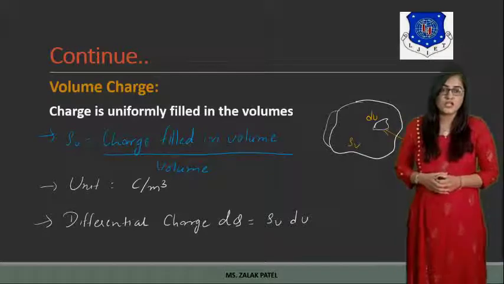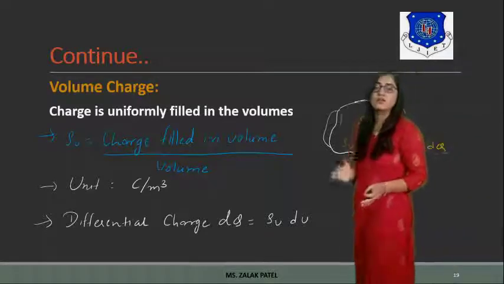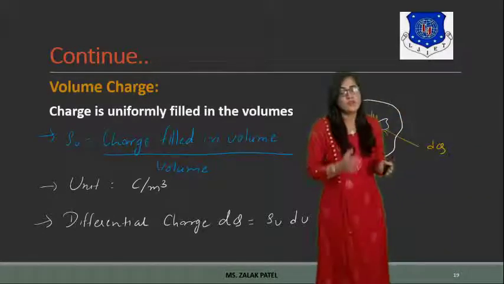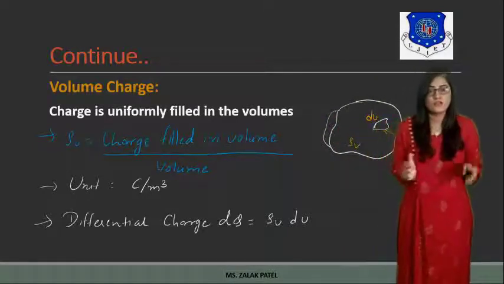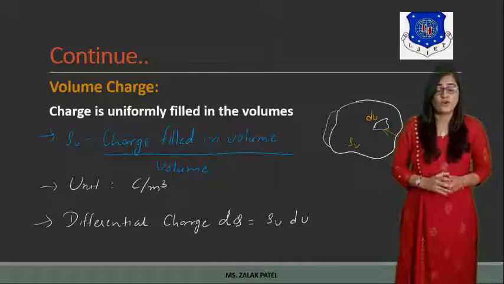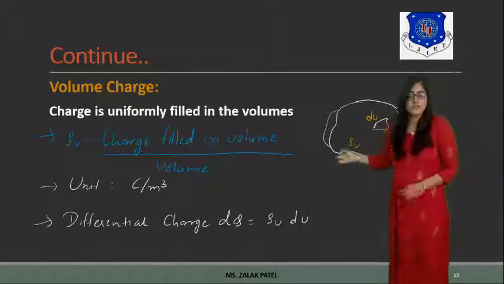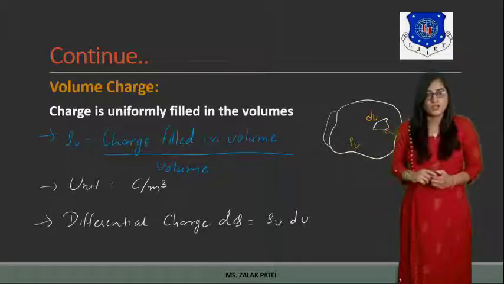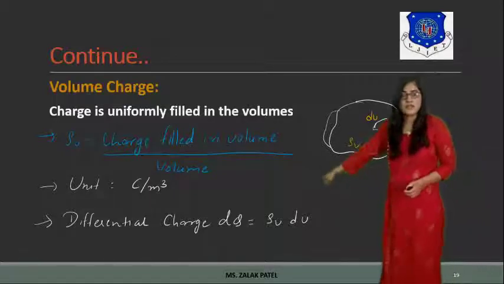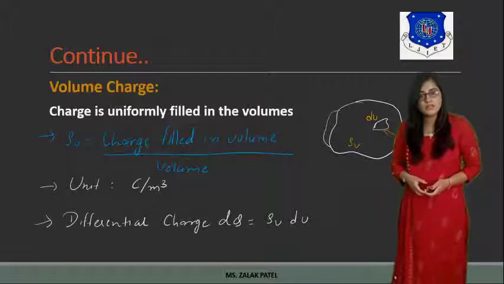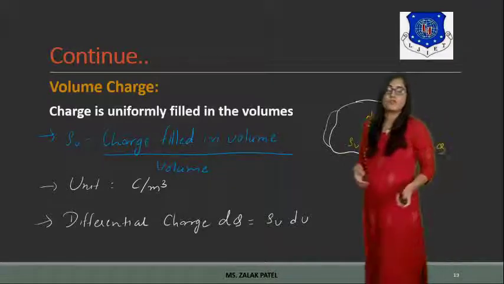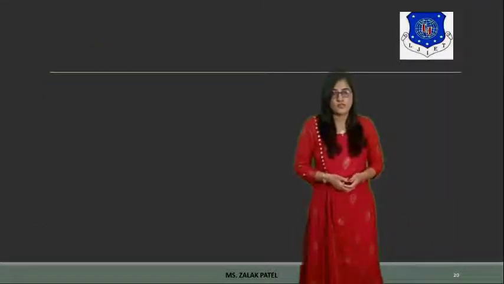Here the differential charge is given like dq is equal to rho v dv, where rho v is the volume charge density and dv is the differential volume. This is the case when we want to find the differential charge, but if we want to find the total charge, then we have to take the integration of this equation. So it will be the integration of rho v dv. So this is about all the three types of charge distribution.